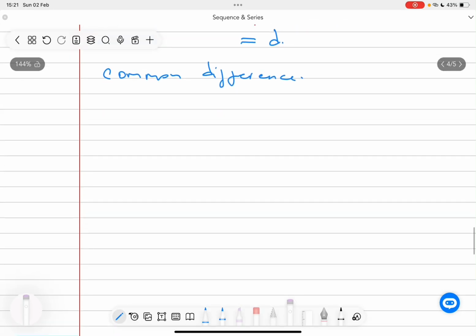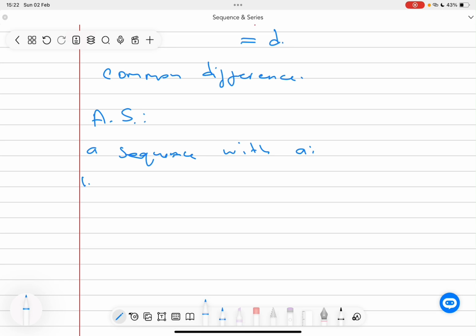Now, in conclusion, we will say that an arithmetic sequence is a sequence with the following properties. One would say that it has a common difference. This common difference is defined as D, because the number we are adding is D. In this case, it will be defined by Tn plus 1 minus Tn.